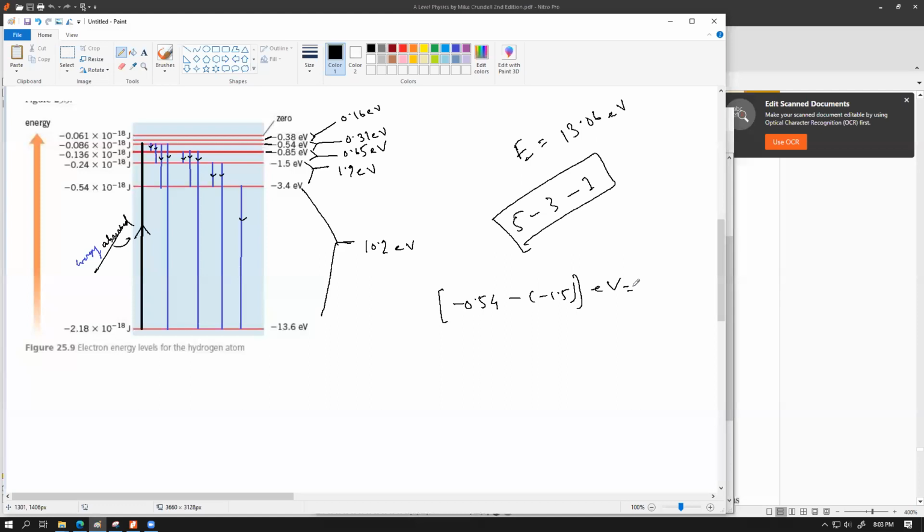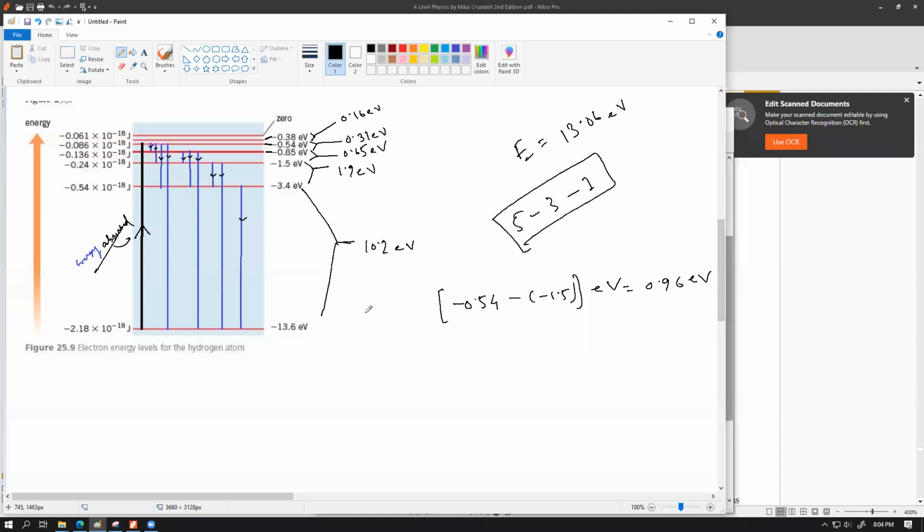Hold on, keep doing the calculations with me. Don't just wait for me to do the calculation, so that if I'm mistaken, you can actually help me correct them. So this is going to be 0.96 electron volt. We're going to calculate how much energy this is.